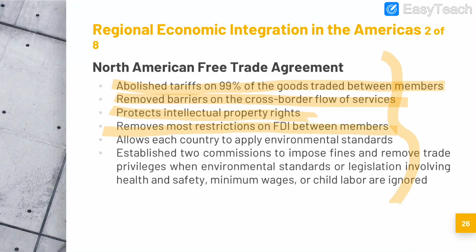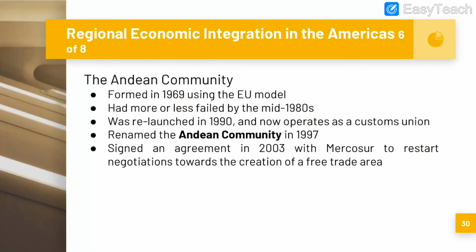remove most restrictions on FDI between members, allow each country to apply environmental standards, and establish two commissions to impose fines and remove trade privileges when environmental standards or legislation involving health and safety, minimum wages or child labour are ignored.